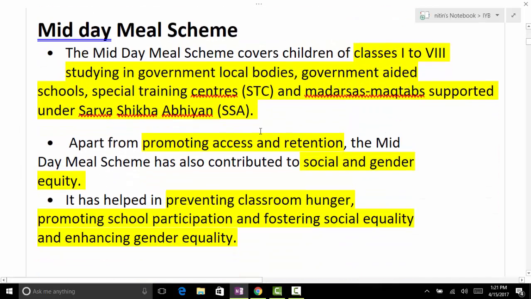Okay, now we come to the midday meal scheme. It's an old scheme. Now there are many new schemes from the education chapter. Our focus will be more on those. Still, we should go through the midday meal scheme, what the importance is. Class 1st to 8th students in government, local bodies, government aided schools, special training centers and madrasas, maktabs supported under Sarva Shiksha Abhiyan. These are eligible to get the benefit under the midday meal scheme, class 1st to 8th.